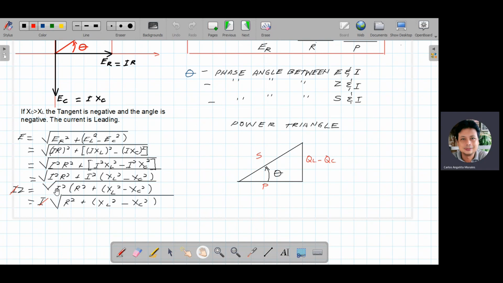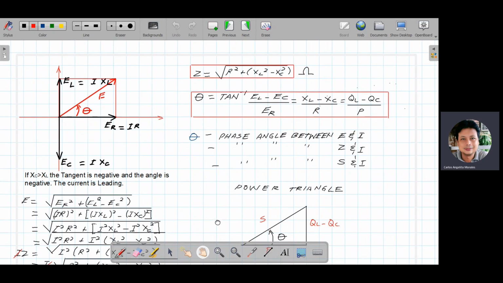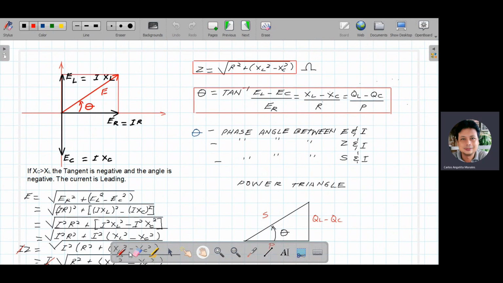And then, kunin mo yung square root, syempre matitira na lang ito, no? Yung R squared plus XL squared minus XC squared, parenthesis overall. Yung I squared, mawawala na sa square root kasi yung square root ng I squared ay I. Kakancelin mo na lang yung current para makuha mo yung formula ng impedance based from the impedance triangle. Ito ngayon ang lalabas na formula ng impedance.